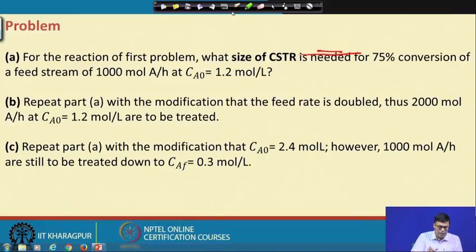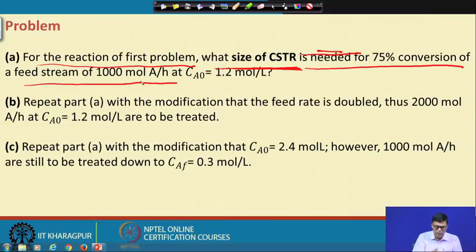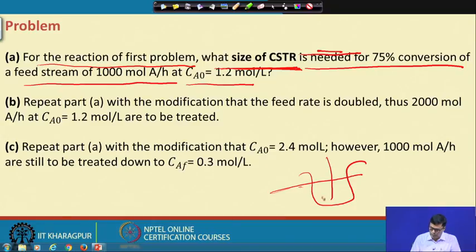If you look at the reaction in the first problem, previously we also discussed the plug flow reactor. Now, we are talking about the CSTR. What size of CSTR is needed for 75% conversion of a feed stream containing 100 moles of A per hour? So, it is basically like this. This is a continuous process. We have a continuous stirred tank reactor like this.